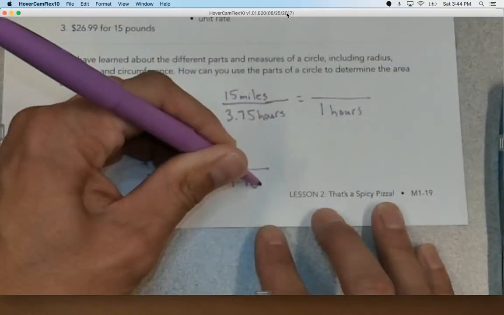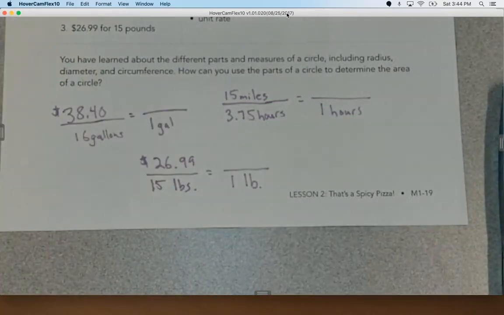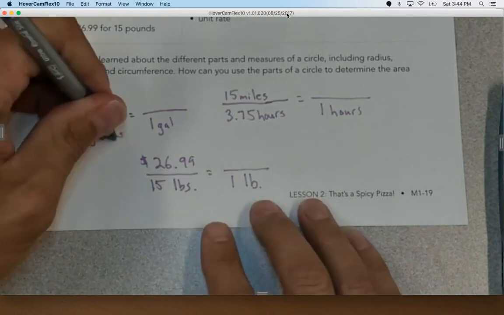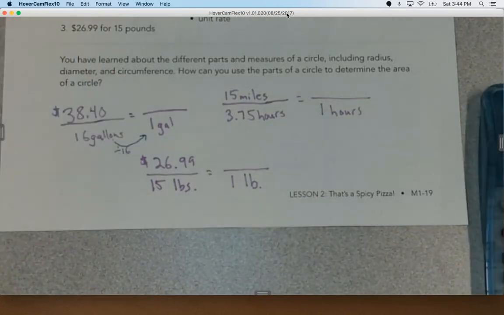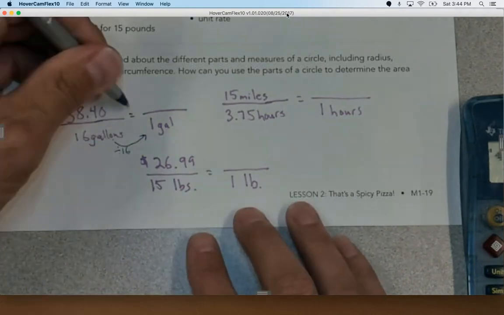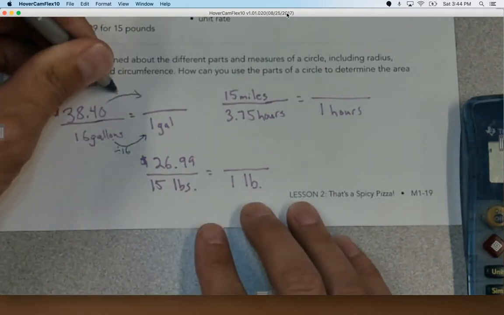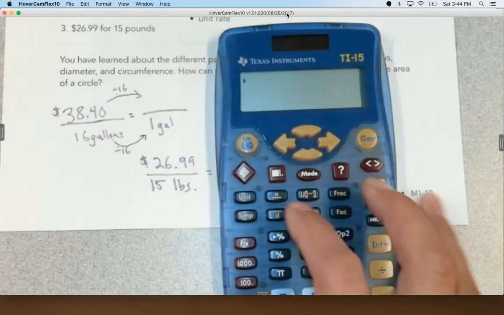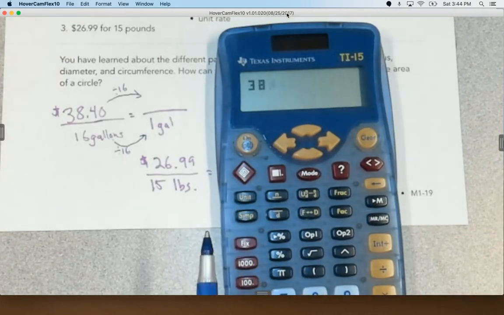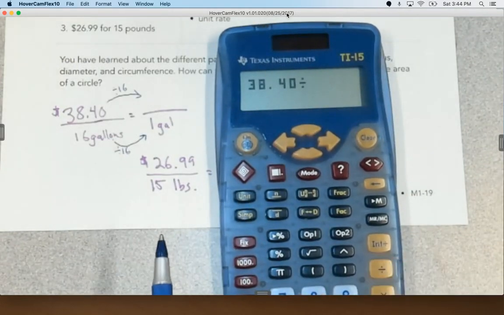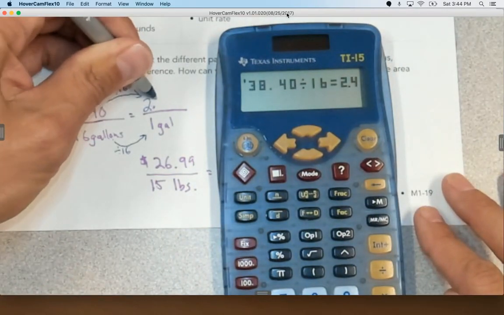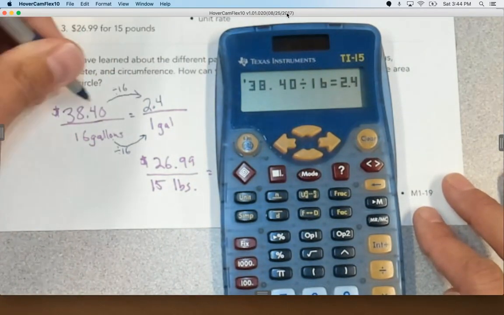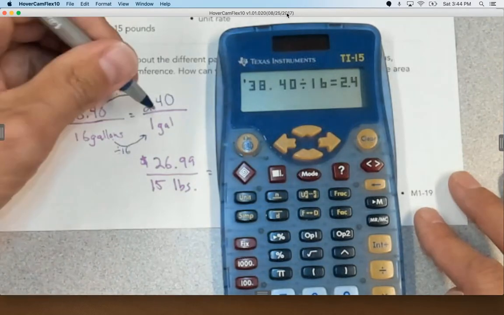Okay? And now, when I look at these problems, to get from 16 gallons to 1 gallon, I would have to divide that part of the ratio by 16. Whatever I do to one part of the ratio, I divide the other part of the ratio by the same thing. So we have 38.40. Divide that by 16, and then I get 2.4, and it's money, so I have to have the pennies place, and I should have a dollar sign.